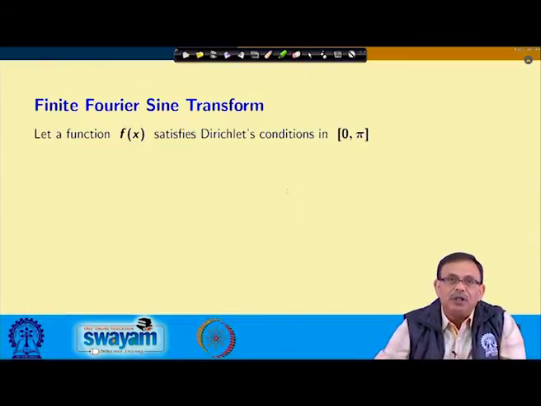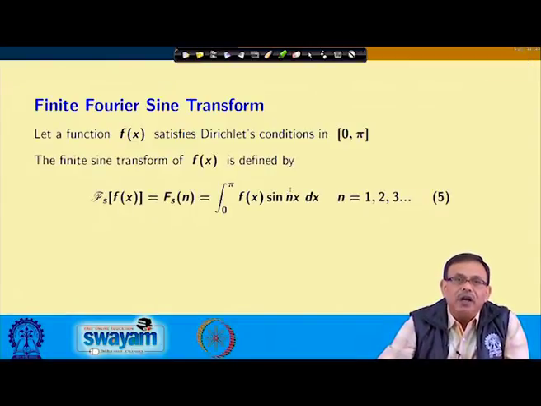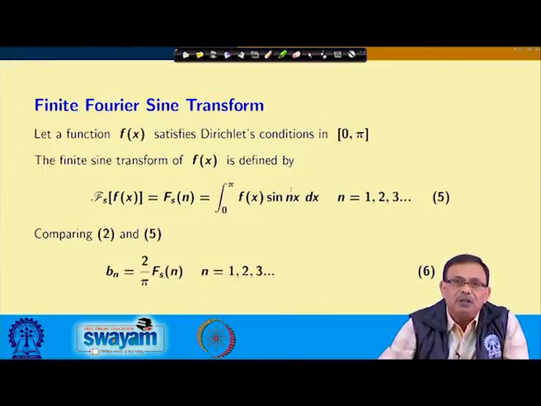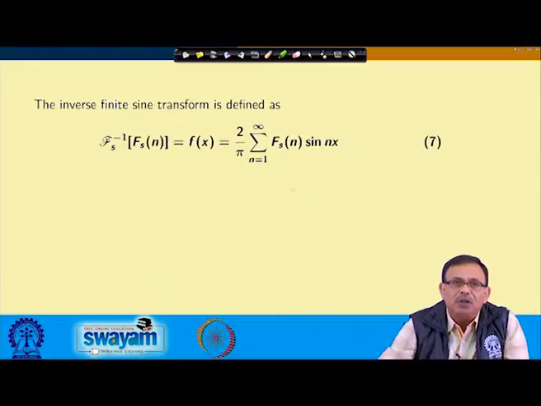So, just see it quickly here. The finite sine transform we are defining as 0 to pi f x sin n x dx, and if I compare 2 with 5, I can tell that b n equals 2 by pi f s n. Already I have explained what is equation 2. So, by comparing 2 and 5, we can tell b n is this quantity.